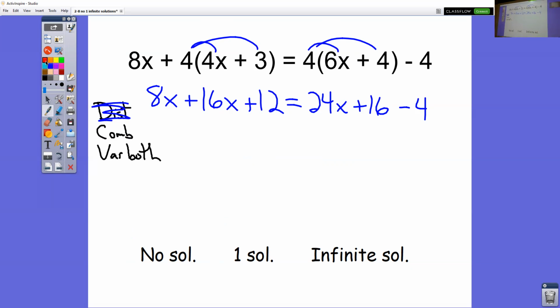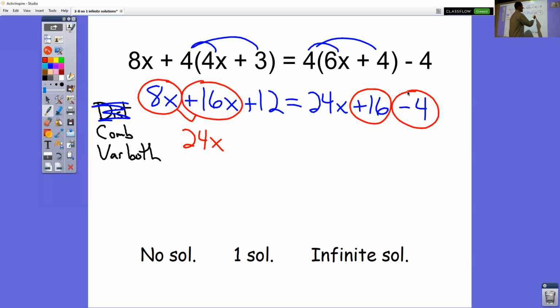Do I have combining like terms? Do I have letters on the same side of the equal sign? Yes, I do. 8x plus 16x is 24x. I also have plain numbers on this side of the equal sign that I can add together to be a positive 12. Bring down everything that I didn't use yet. And now I did combining like terms. Technically, you could stop right here.